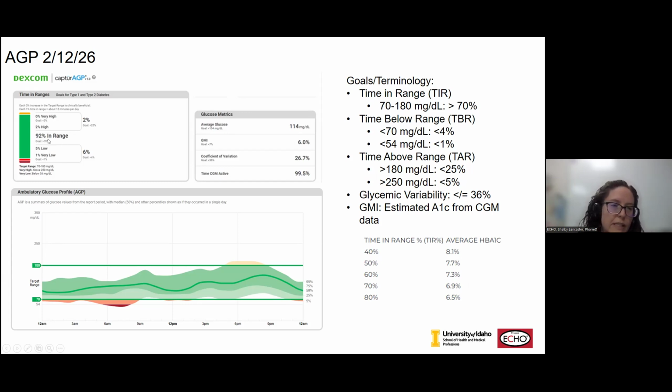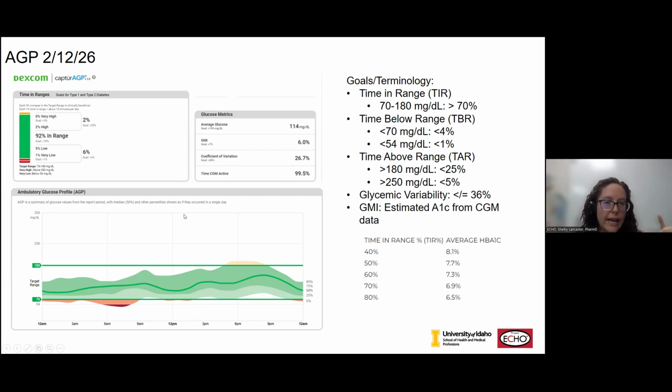So with this patient, we can see here that his time in range was 92%. He had 6% in the low category, with 5% being less than 70 and 1% being less than 54. His very high was 0, high was 2%. So he was in goal with these two metrics, but his lows were high. We see that his average glucose was 114, his estimated A1C was 6%, and coefficient of variation was 26.7%. And of course, his CGM was greater than 70% active at 99.5.